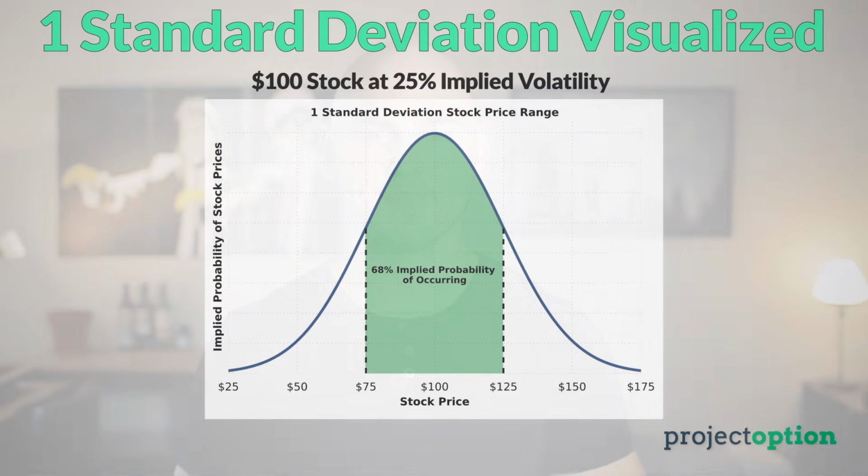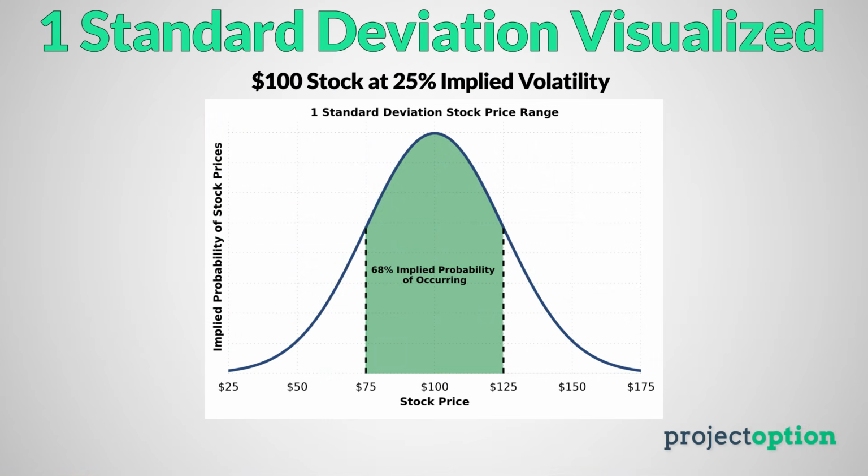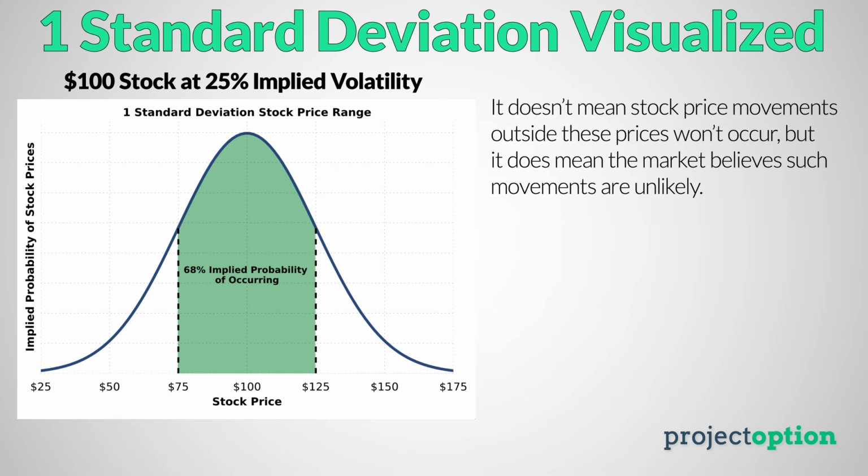Let's go ahead and look at some charts to visualize implied volatility and the corresponding standard deviation ranges that we calculate from implied volatility. The first chart we're going to look at is a $100 stock with 25% implied volatility. In this chart, 68% of the area under the curve falls between the stock prices of $75 and $125, indicating that the market is implying a 68% probability that the stock price is between $75 and $125 1 year from today. Now, it doesn't mean that the stock price will not trade beyond these prices, but it implies a low probability of occurring based on the market's level of uncertainty about that company.